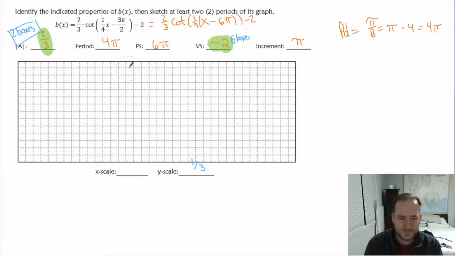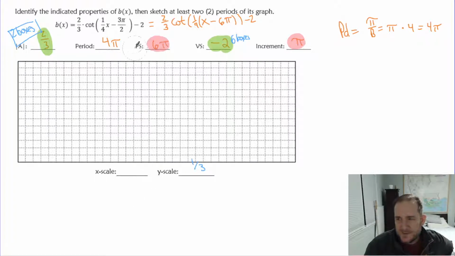So now, focus on your horizontal measurements. I can't even pick a color. Which would be your phase shift, which is pretty big, and your increment, which is pretty small. So we said in the last problem that I would like for the increment to be maybe 2 boxes at a time, so going by pi over 2 would seem wise.